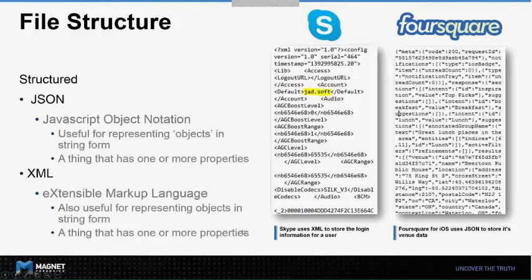Similarly, XML stands for Extensible Markup Language, and it's also used in the same way. It's used to represent objects, again, which is just something that has one or more properties. So a restaurant has an address, it has a location, it has a name, and these are the properties that this object has. And Skype uses XML on iOS, Android, and PC to store account information about a user. So you can see in this example we've got account information, and the default account here is jad.soft, and that's how they've decided to store that data.